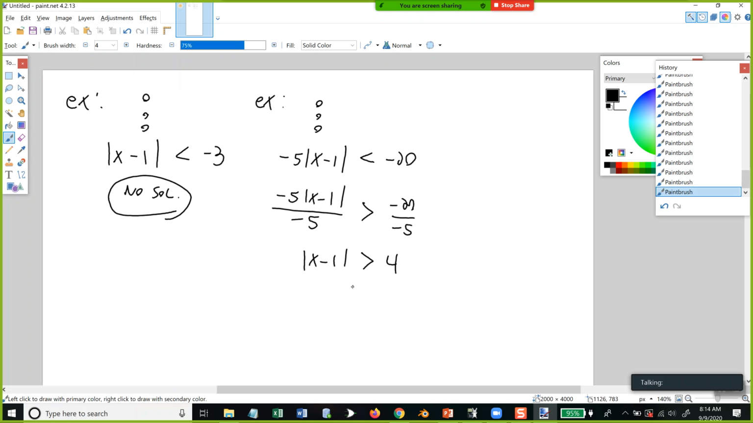So we'd have this, and it's no longer an oddball case, or what looks like an oddball case. It's one you can actually solve. This would be case 2. So again, make sure the absolute value is by itself before you state anything's an oddball.